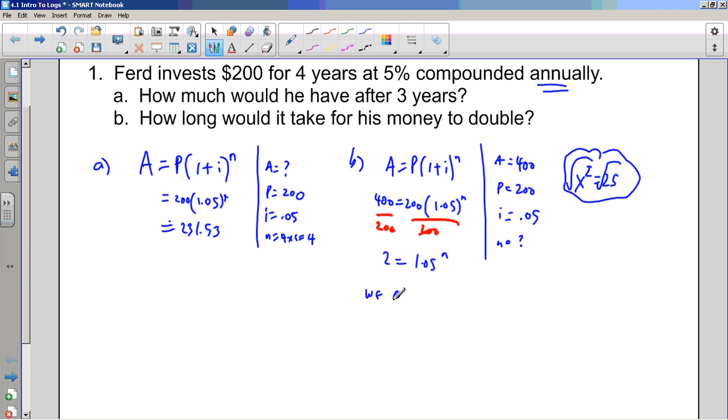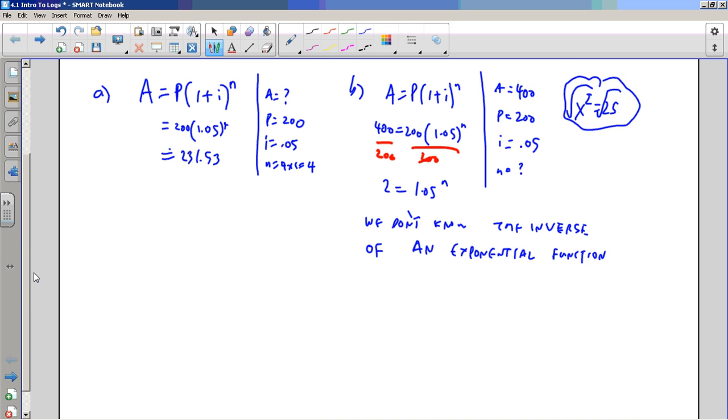We don't know the inverse of an exponential function. In this case, the base is 1.05, but in general, this is true. We don't know what the inverse is of an exponential function. And this was the case in grade 11 as well, but how do we do it? Basically, we guessed and checked, right?